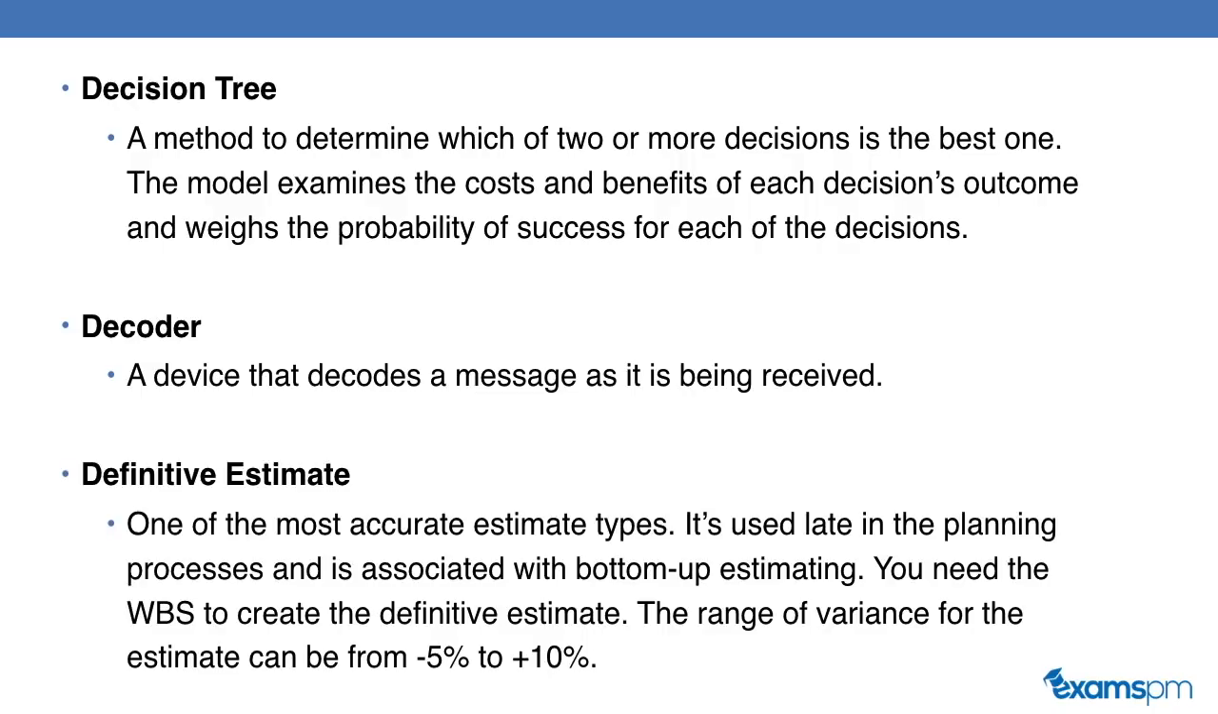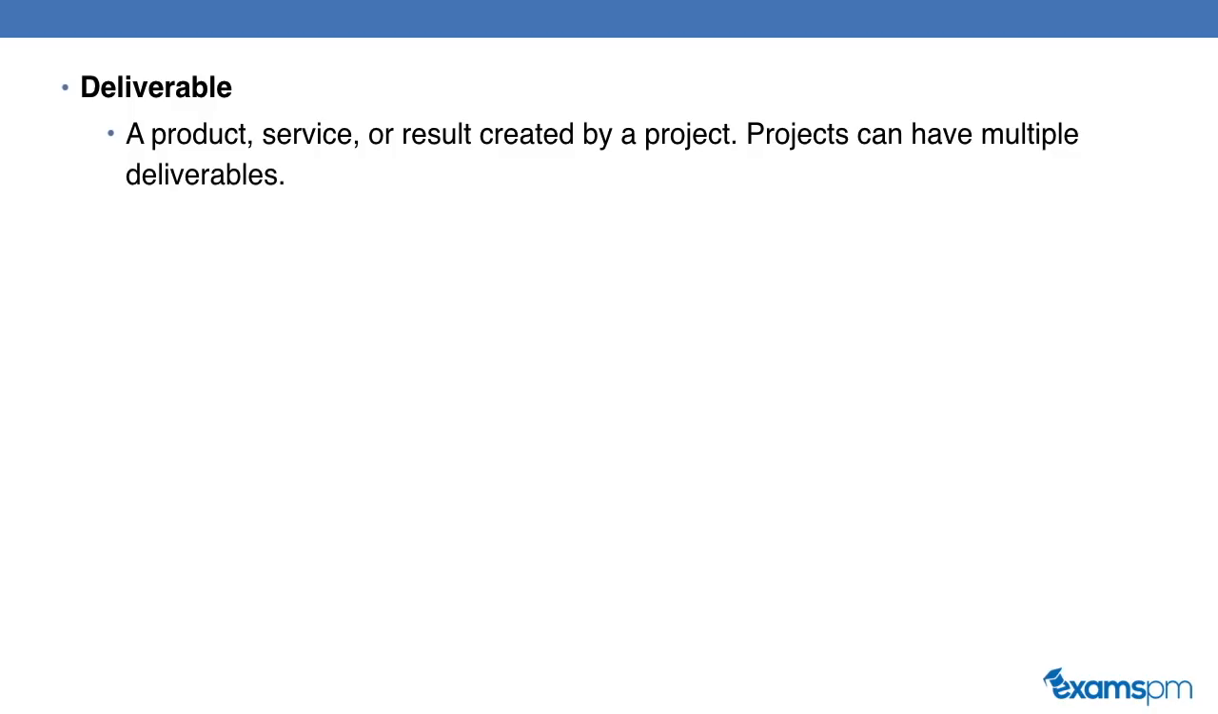Definitive estimate. This is one of the most accurate estimate types. It's used late in the planning processes and it's usually associated with bottom-up estimation. You need the WBS in order to create the definitive estimate. The range of the variance for the estimate can be -5% to +10%. A deliverable is a product, service, or result created by the project. Projects can have multiple deliverables.